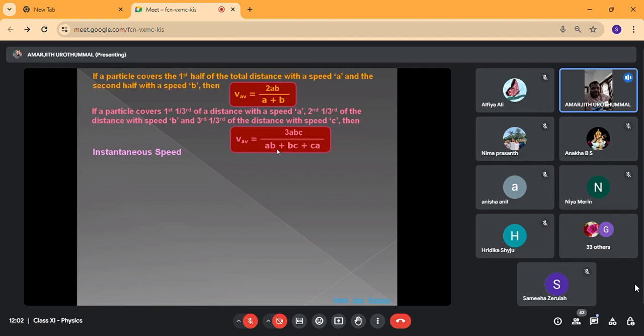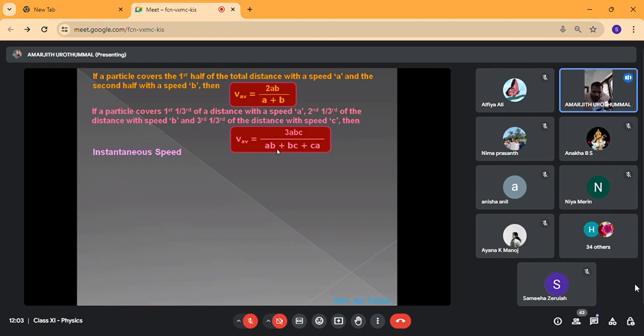Okay, again let me see. Are you able to hear? Then listen carefully. I am traveling from Kasargod to Calicut. Kasargod to Kannur, I am traveling with a speed of 80 km per hour, and Kannur to Calicut, I am traveling with a speed of 100 km per hour. Is it clear? Now you have to answer the questions.